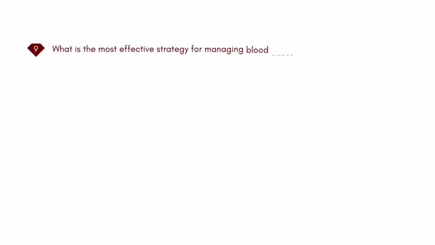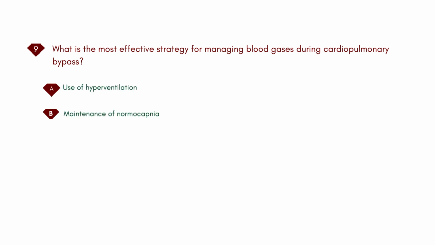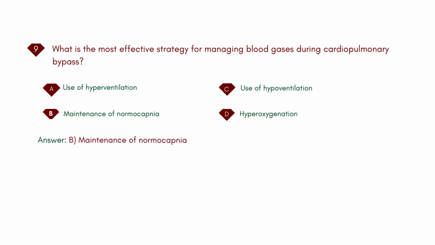What is the most effective strategy for managing blood gases during cardiopulmonary bypass? A. Use of hyperventilation. B. Maintenance of normocapnia. C. Use of hypoventilation. D. Hyperoxygenation. Answer: B. Maintenance of normocapnia.